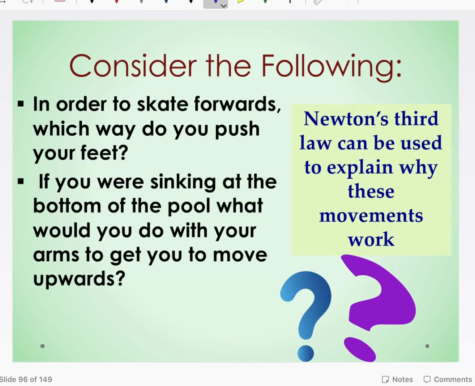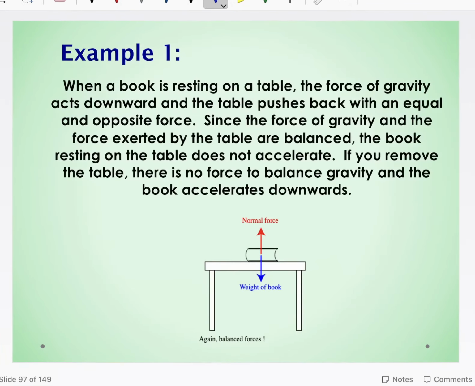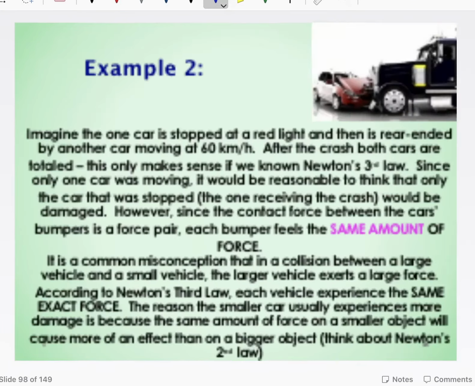Think about swimming. Again, if you're trying to swim forwards, you have to push the water backwards. Okay, canoeing. Which way do you push the paddles? You push the paddles backwards and the canoe moves forwards. All right. Hopefully you can think through that a lot. You can read that one by yourself.